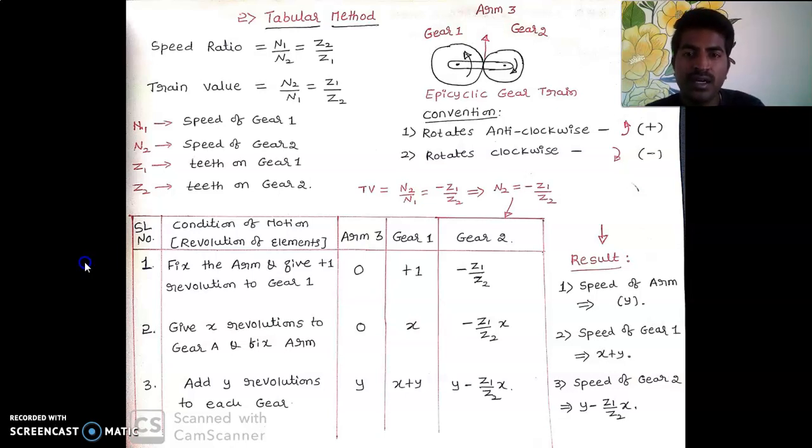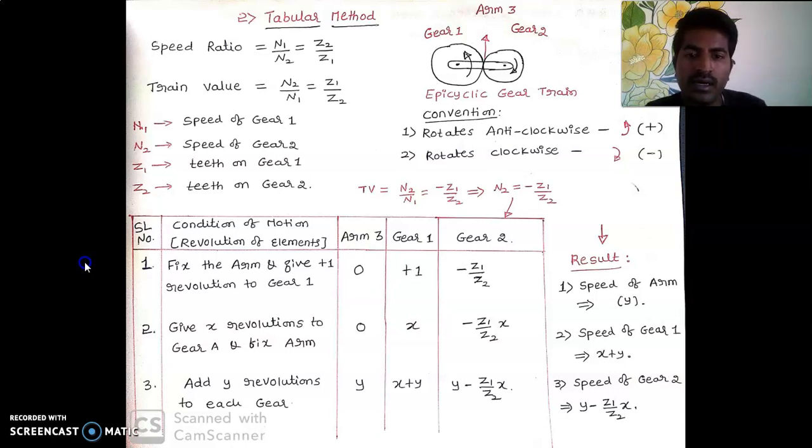In the previous class we have studied one method to find out the train value and the speed of the different gears. That was the first method, called the algebraic method. In today's class we will see one more method, that is the tabular method. The tabular method is the most important and easiest method to find the train value of a given epicyclic gear train, or to find the speed of the different gears.